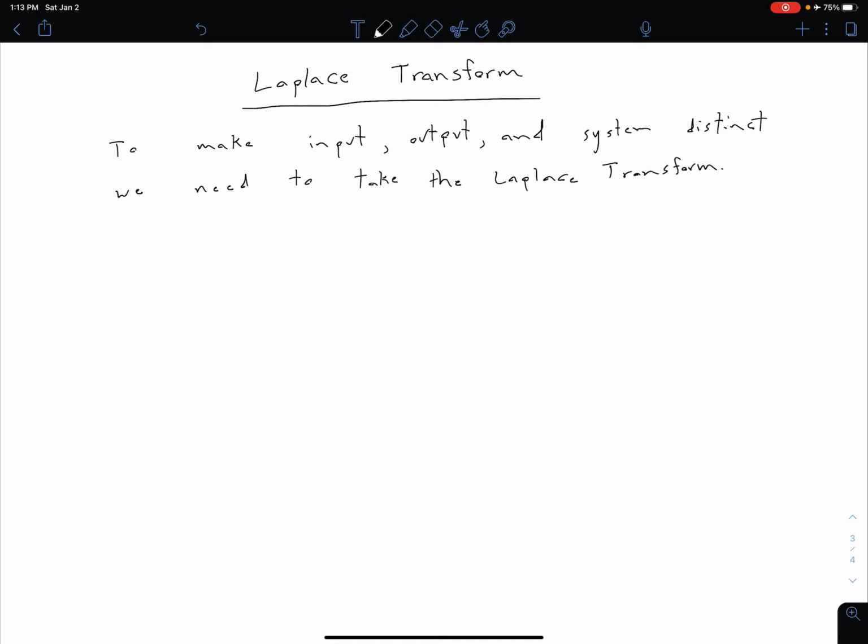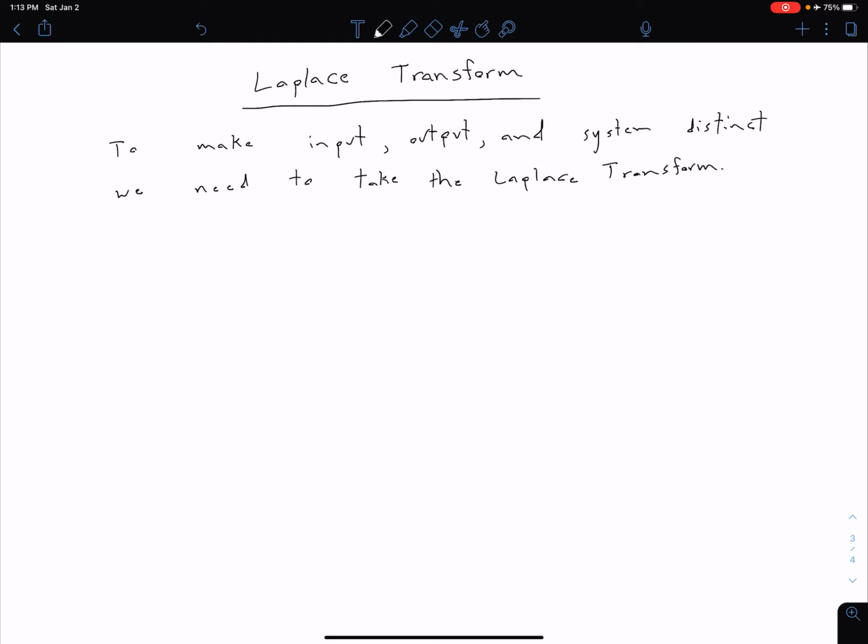So let's talk a little bit more about our Laplace transform. And as I mentioned, I know that everybody has seen this before in previous classes, so we're not going to go into it in a lot of detail, but I want to just hit the highlights to make sure we're at least somewhat on the same page here. So again, our goal here is we want to make our input, our output, and our system characteristics distinct in our problem so we can represent it in that simple block diagram we saw in the previous video.